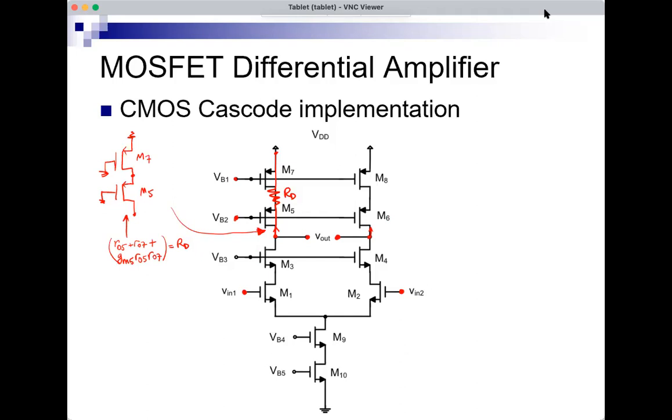So that's a large RD. This will be a large RD, exactly the same as on this side. And again, M5 and M6 would be identical. M7 and M8 would be identical.